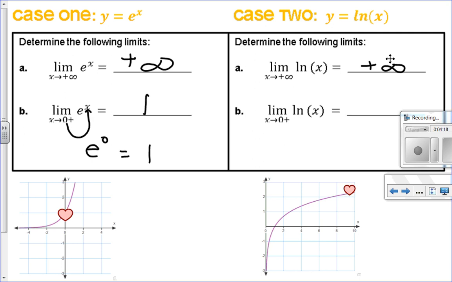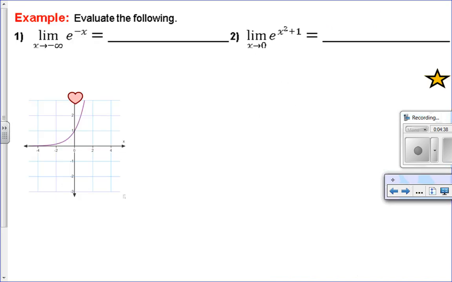Let's look at the limit as it approaches 0 from the right. It can only approach 0 from the right because there's a vertical asymptote there, so it can't approach it from the left. As I get closer and closer to 0 from the right, you can see that this graph goes down towards negative infinity. So this is another case where knowing our graphs is really going to help us. So let's evaluate some limits.